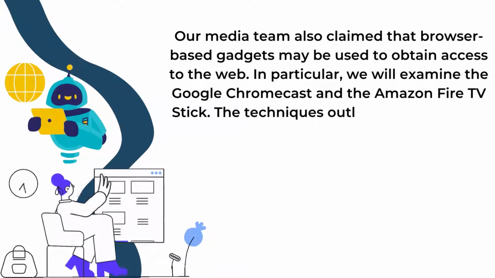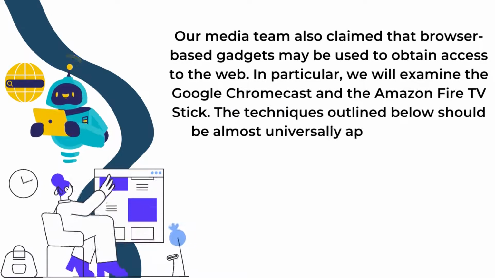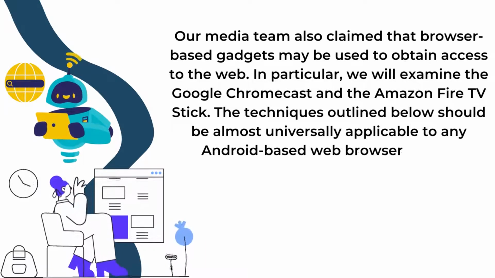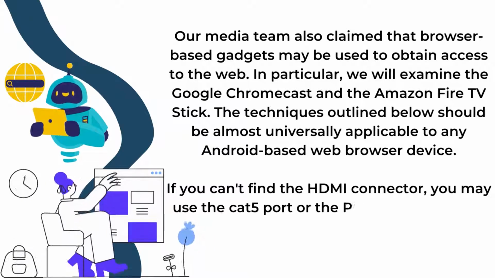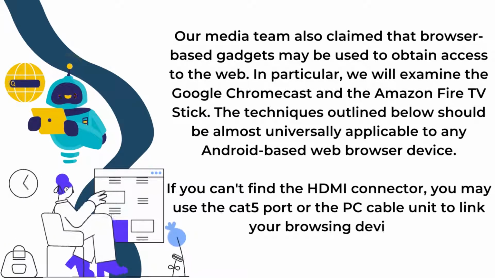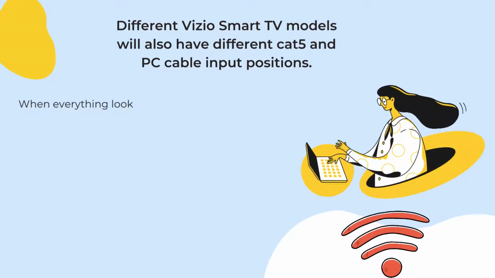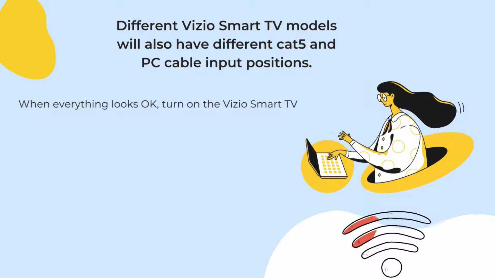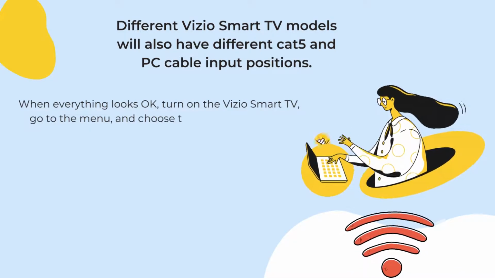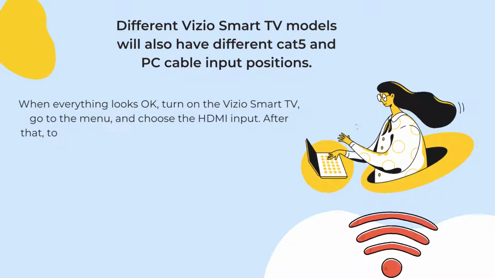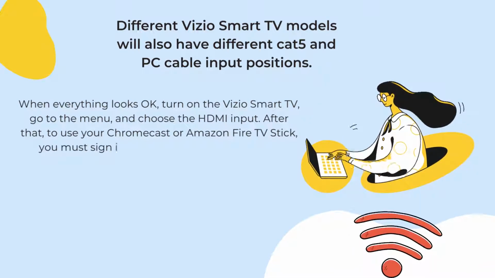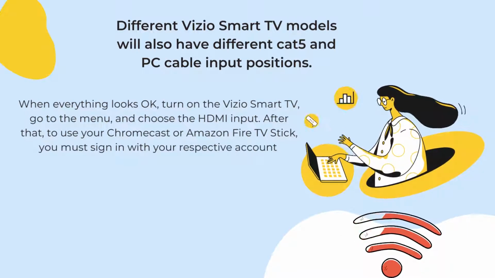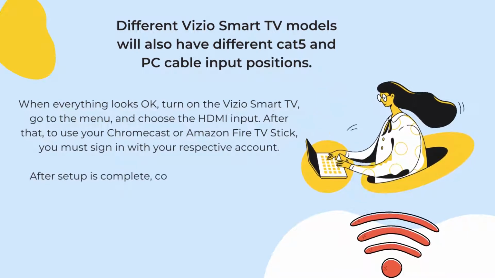The techniques outlined below should be almost universally applicable to any Android-based web browser device. If you can't find the HDMI connector, you may use the Cat5 port or the PC cable unit to link your browsing device. Different VIZIO smart TV models will also have different Cat5 and PC cable input positions. When everything looks okay, turn on the VIZIO smart TV, go to the menu, and choose the HDMI input. After that, to use your Chromecast or Amazon Fire TV Stick, you must sign in with your respective account.